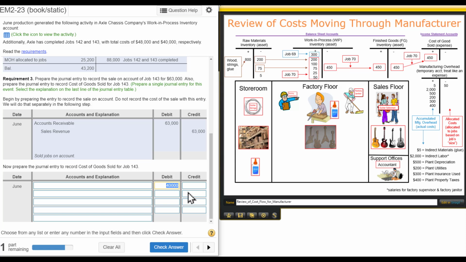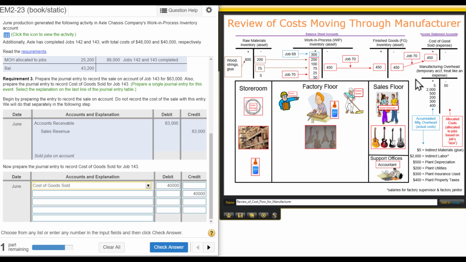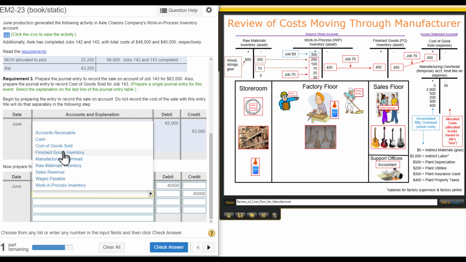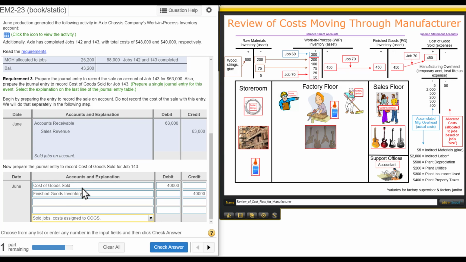Copy and paste. So what's happening is we have to recreate this. Remember this guitar that was finished or actually sold? So we had to take its cost, remove it from finished goods, and put it in COGS. So COGS increases with a debit. So this first line, which is a debit, that's cost of goods sold. And where did we take the, in this case, axle? Where did we take these axles from? The finished goods account. So that account is going down. So finished goods goes down. And then the explanation is sold jobs, costs assigned to COGS.